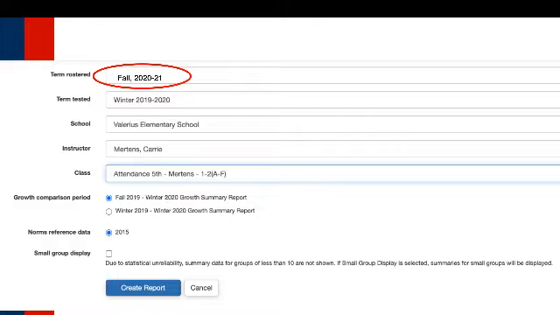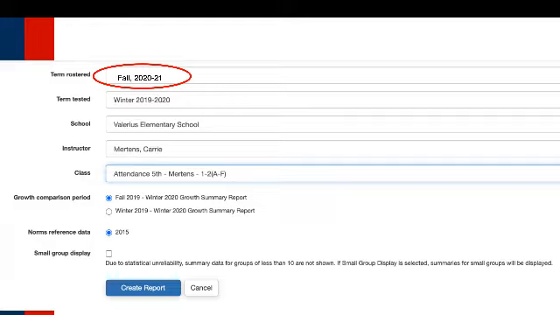It's also possible to look at a growth comparison over the course of an entire year. So you could look from winter of 2019 to winter of 2020 if you'd like. Personally, I think it's best to look at the one that compares the students within a particular school year, because they're with one particular teacher during that time.